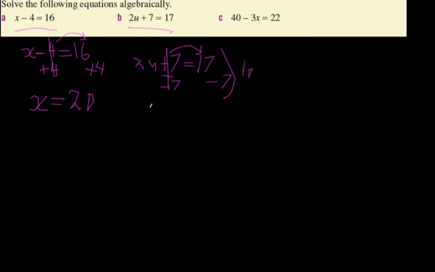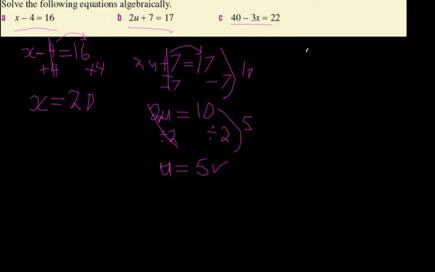We rewrite it all and we're left with 2u equals 10. Okay, 2 times u. What's the opposite of 2 times? Divided by 2. We divide both sides by 2. When we do that, they cancel each other out. You're left with u. So that's u equals. Now what's 10 divided by 2? 5. u equals 5. Got it.